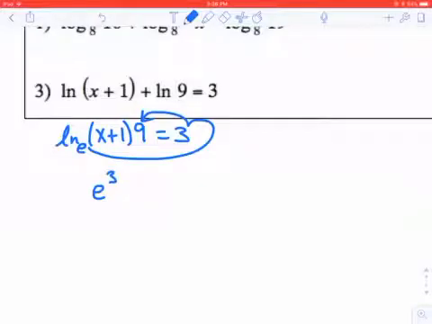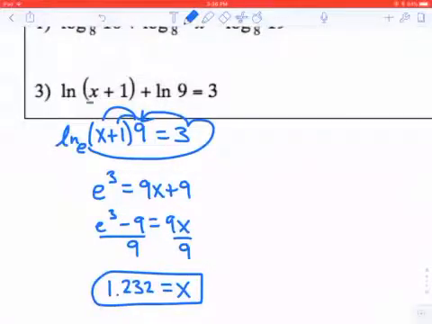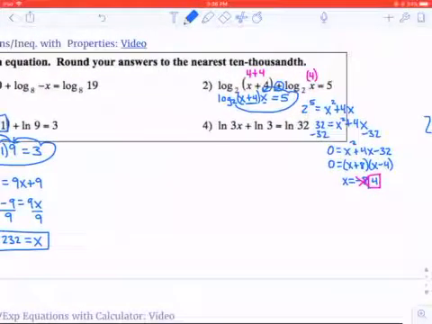So we get e cubed equals 9x plus 9, because I just needed to distribute the 9. And then e cubed we can get in our calculator, and we could subtract the 9 on both sides and divide by 9 on both sides. And then if you type all of that in your calculator, you should get approximately 1.232. Now if we check our answer, 1.232 would be okay, because if we add 1 to it, it would still be positive.